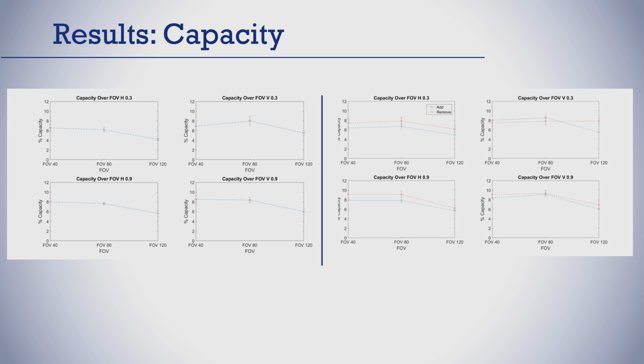The capacity is defined as the number of items at which the accuracy falls under 80%. Here you see the total capacity, which comes from the sum of the capacity with add and remove. We excluded the control condition from this analysis. And what you can see confirms what I stated before, that performances with 40 and 80 degrees are similar, while they are different from the performances with 120 degrees.